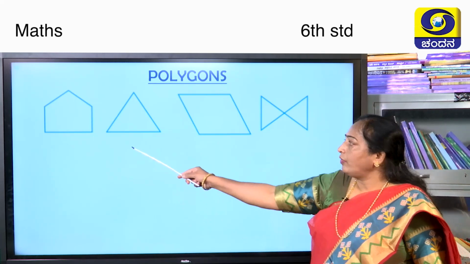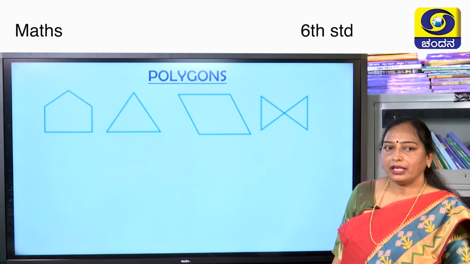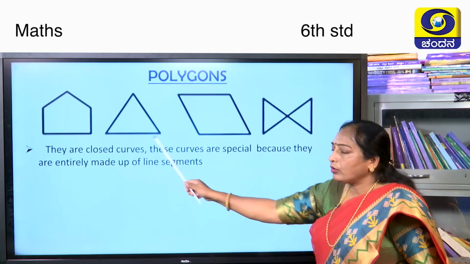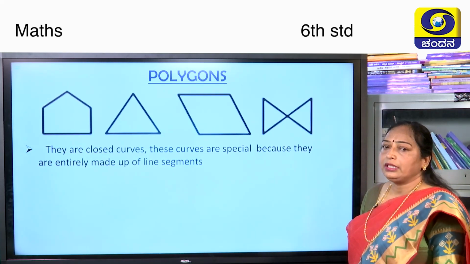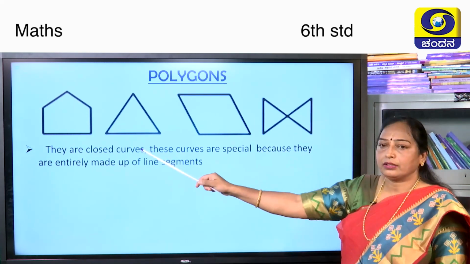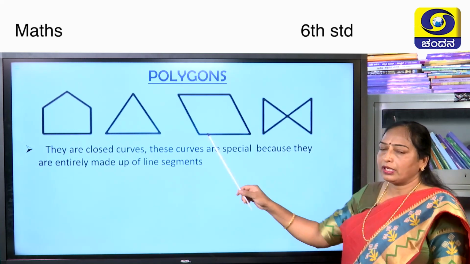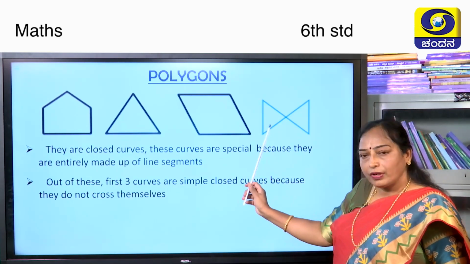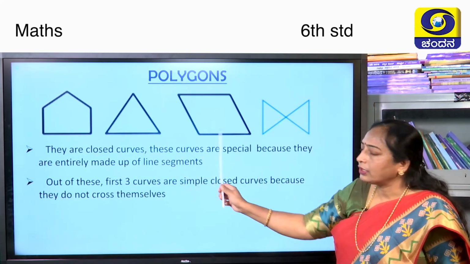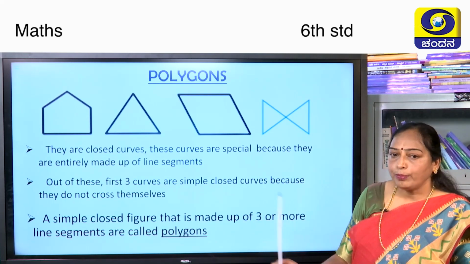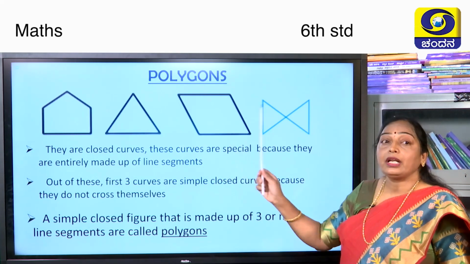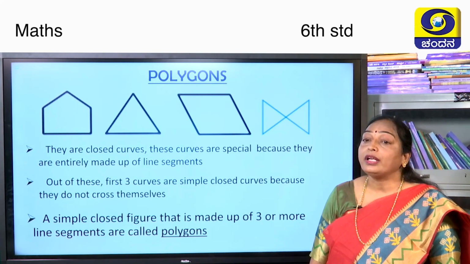Look at these figures. The first three figures are not crossing anywhere at any point, but the fourth one crosses at a point. They are closed curves. These curves are special because they are entirely made up of line segments. All four curves are made up of line segments. Out of these four, the first three are simple closed curves because they do not cross themselves.